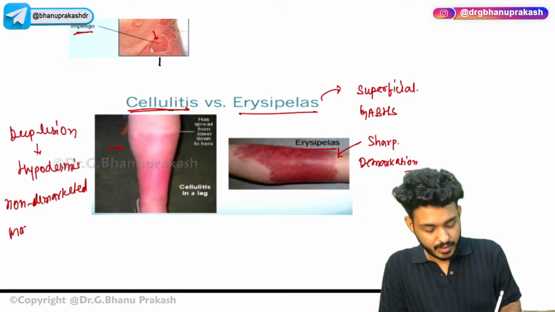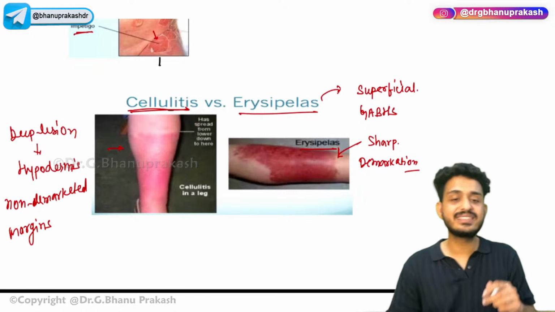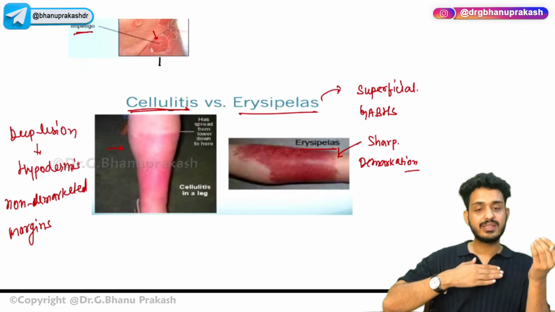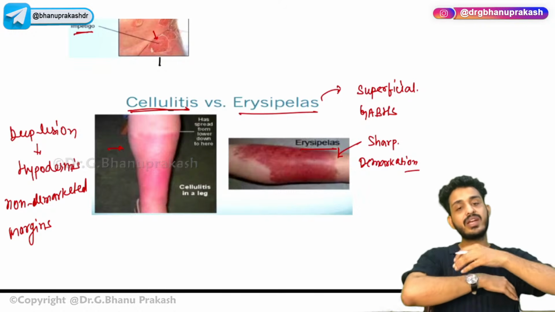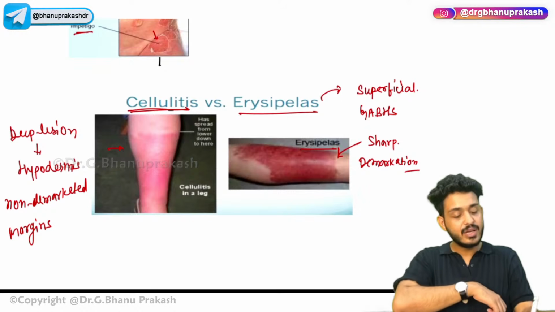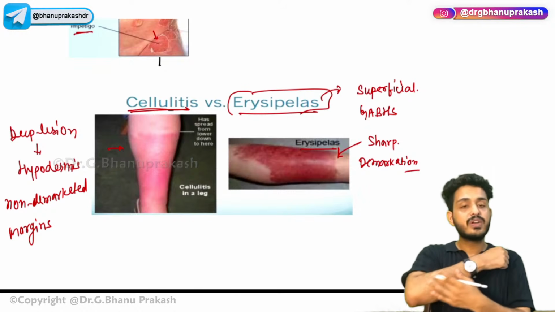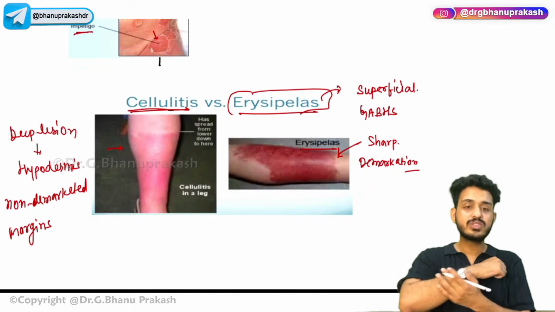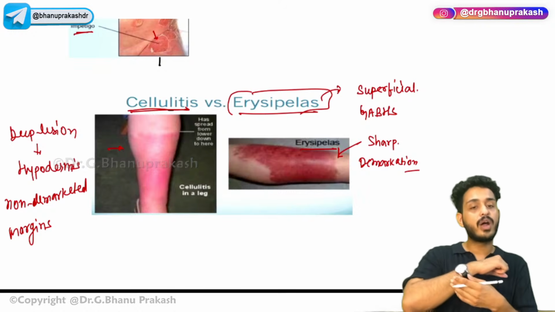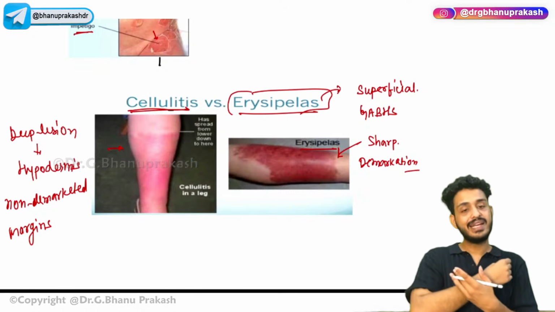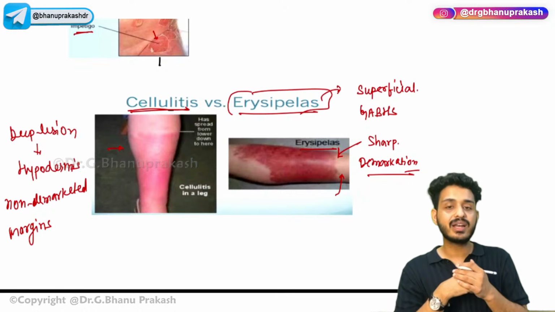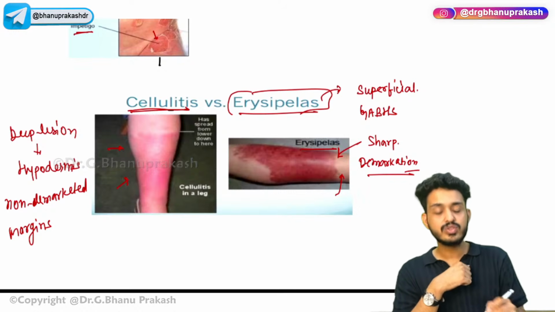So basically, cellulitis is inflammation of cells. The thing will be going deep inside, penetrating all the layers, whereas erysipelas will be a superficial infection. When you are looking from outside, you will not be able to understand very clearly. You have to see the margins. If the margins are demarcated, look here, it is having demarcated margins. Here diffuse margins will be there.